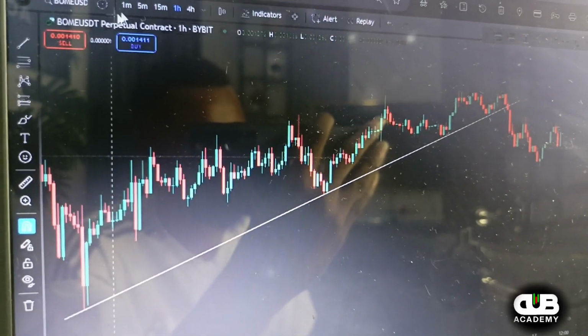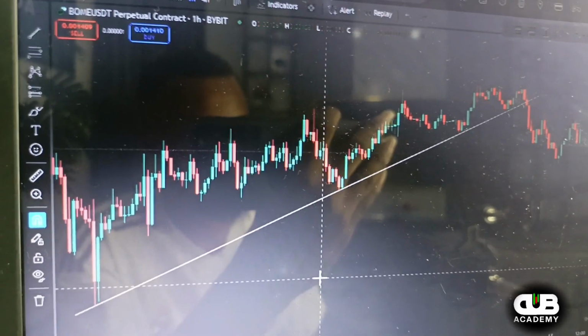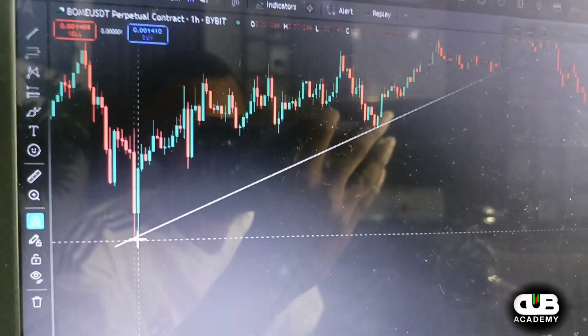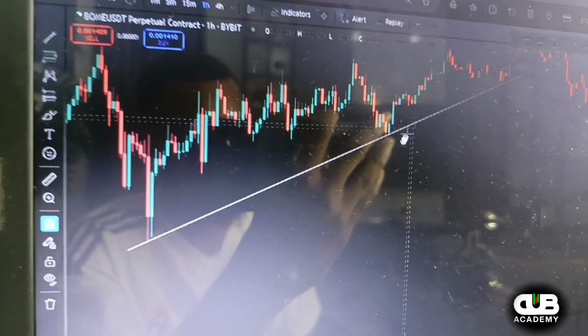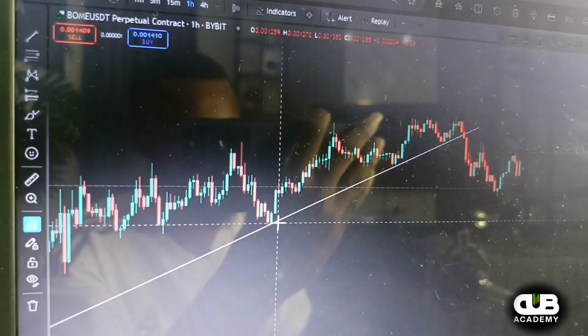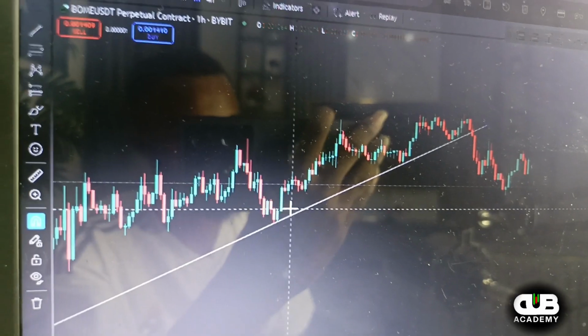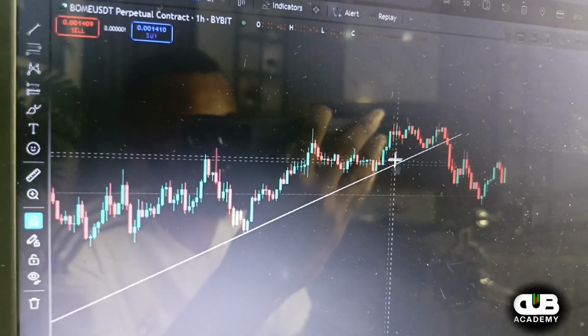This is BOOM USDT on the one hour time frame, right? As you can see, the market started to move up from here to here. Okay, it started to go up. How many swing lows do we have here? 1, 2, 3, right? And this one is 4.